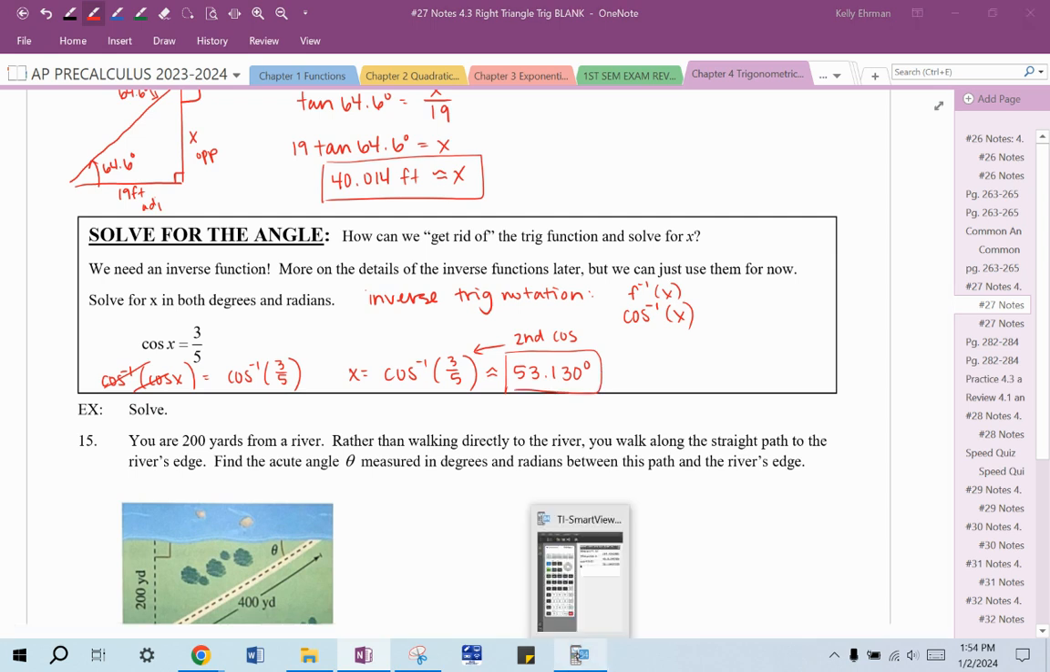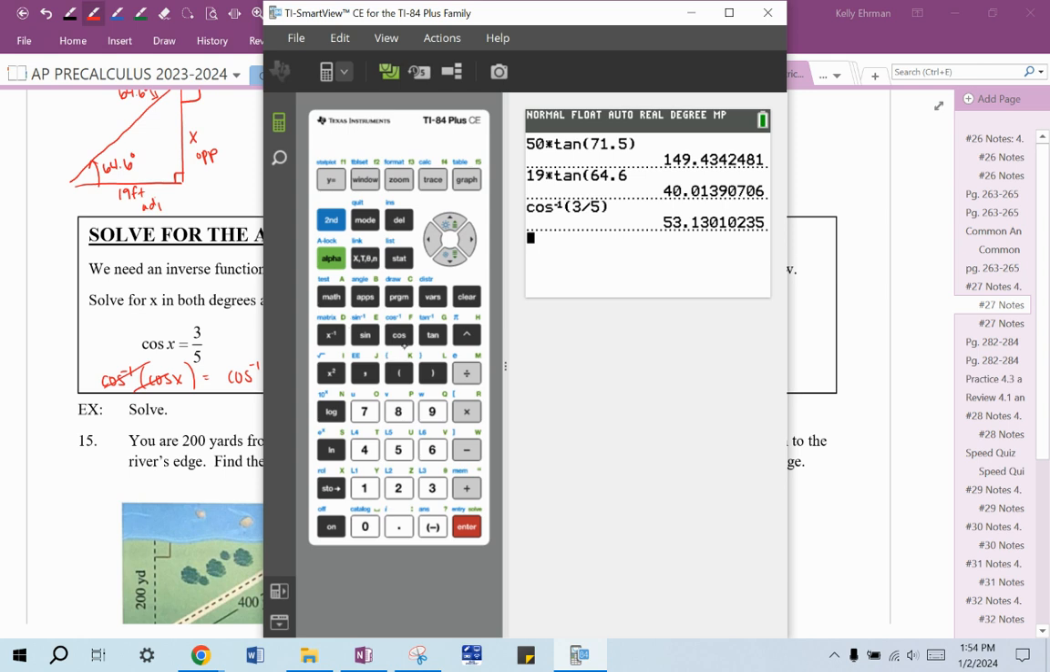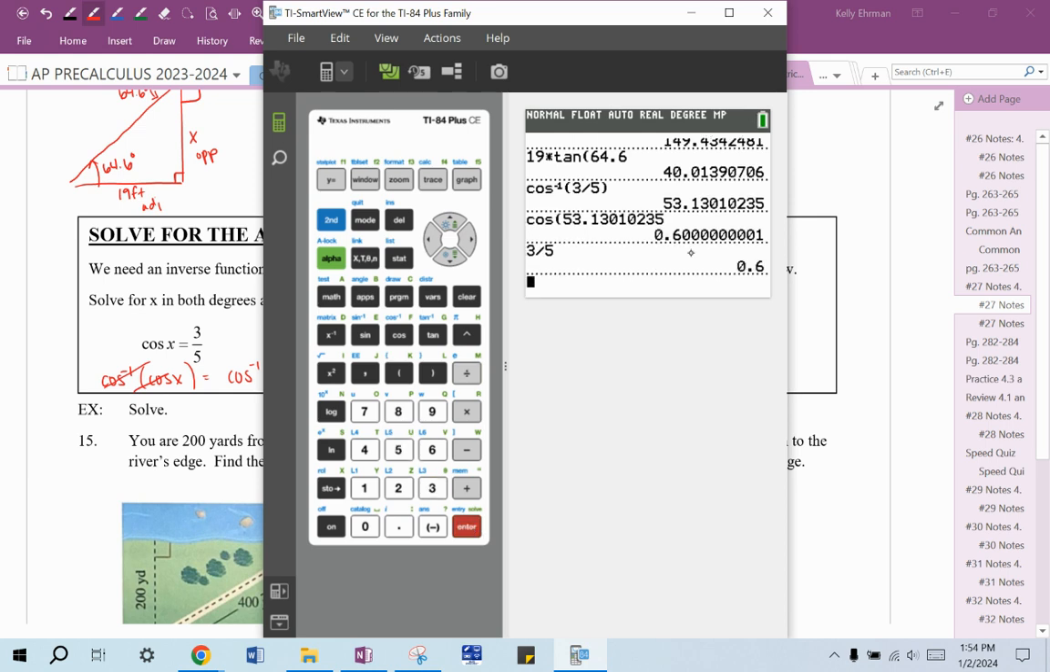And you can kind of check your work, which is cool. It won't be perfect, but you could say cosine of that angle should equal 3/5 or close to it. 3/5 as a decimal is 0.6, right? So it's a little off because this is rounded, but you get the idea.